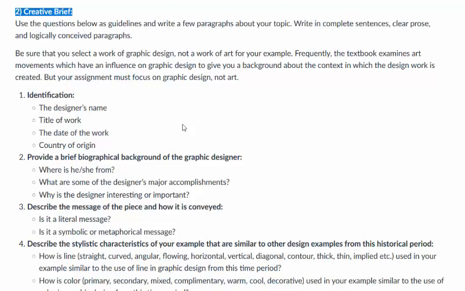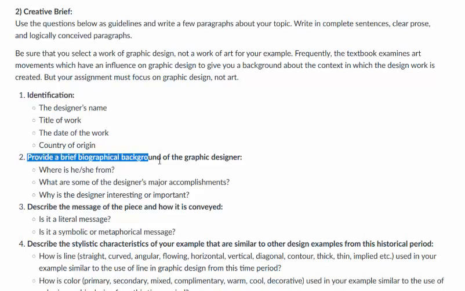And use this brief as a checklist to include all of the required elements. First, you'll identify the work. Now, this week you may not find the designer's name, but you'll probably be able to find the printing company's name, because designers at this time weren't well known, so we don't really know the designer of most of the work from the Victorian period. But include the other elements.